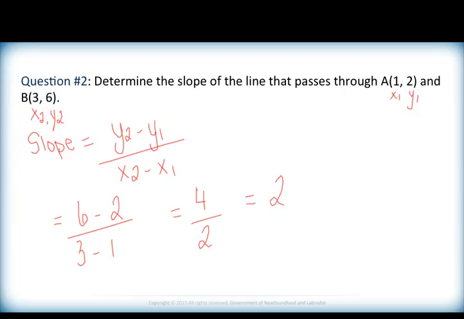Now if we have to describe the slope in terms of rise and run, we can say that our slope is 2 divided by 1, which is going to give us a rise of 2 units, which is positive, and a run of 1 unit. So if we had to graph this on a graph, you could choose either point here, (1, 2) or (3, 6), plot that point, then we're going to go up 2 units over to the right 1.